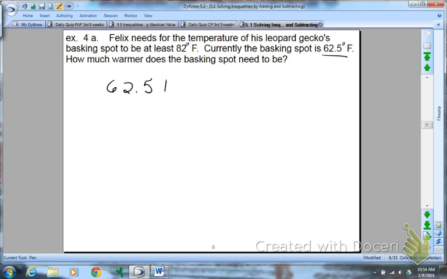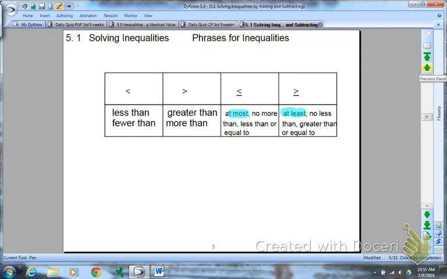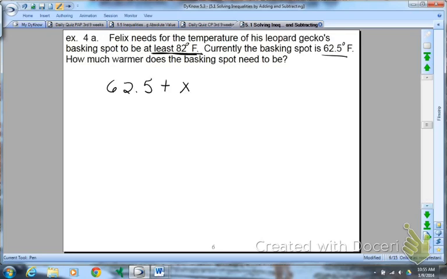And we need to increase it to some amount. Do we know what we need to increase it by? No, so we're going to give it x. And it needs to be at least 82 degrees. Now, if you can't remember what at least stands for, go back and look at your chart. At least stands for what? Greater than or equal to. So we're going to put greater than or equal to 82. So there's the equation, and then to solve, we would subtract 62.5 from both sides.